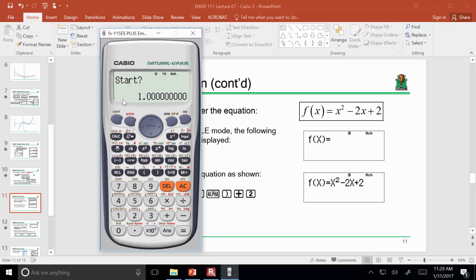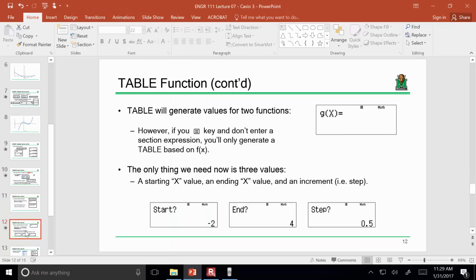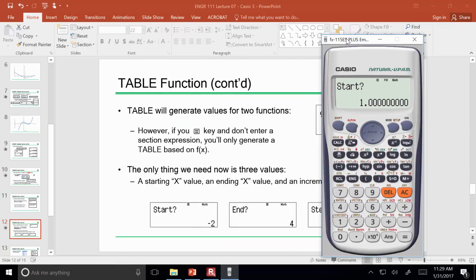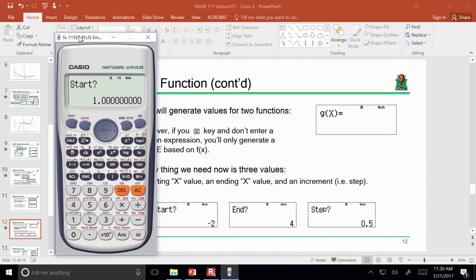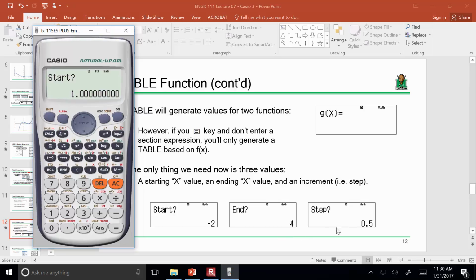And now here it's asking for the start range. What if I wanted to know the result of that equation from -2 until 4 in increments of 0.5? So for start, I'm going to say -2. The end range, I'm going to say 4. And then step, increments of 0.5. Now let's see what it shoots out.